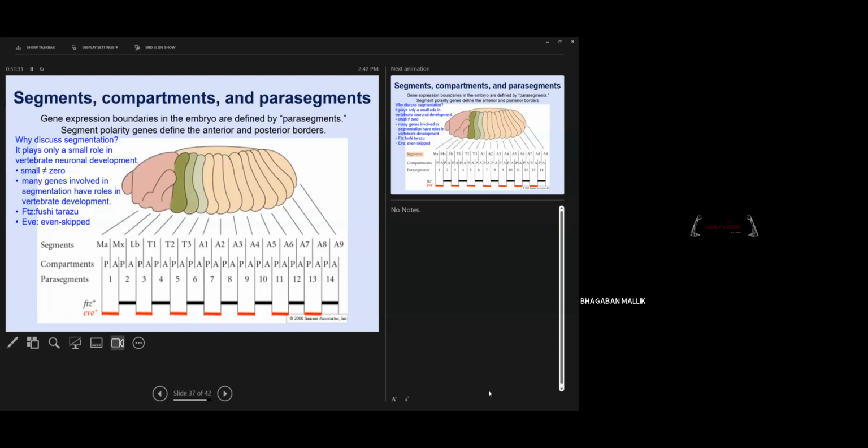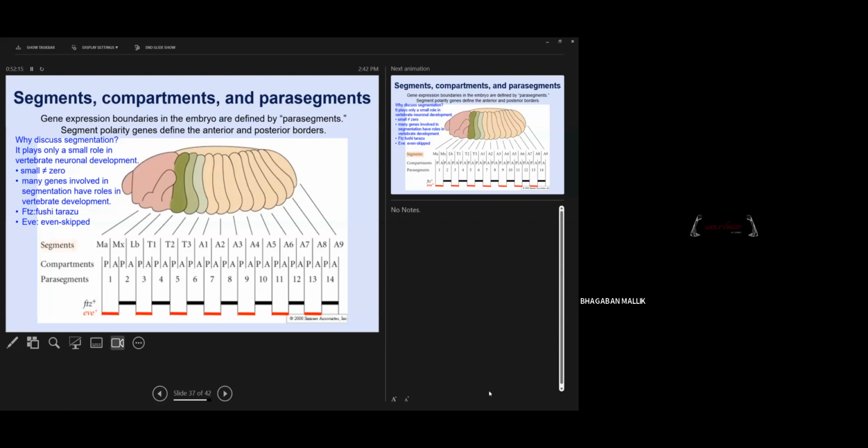And each compartment is again grouped into parasegments. So you have 14 parasegments, and these are the genes which define parasegments, which I have written here: FTZ, which is fushi tarazu, and even-skipped. It's a very weird name, right? So we will be going slowly on this. The segment polarity genes define the anterior-posterior borders, okay? And the gene expression boundaries in the embryo are defined by parasegments. So don't mug up anything, just remember that the insect body is highly segmented, and it is regulated by different sets of genes.